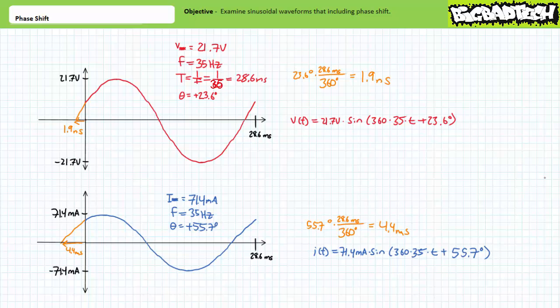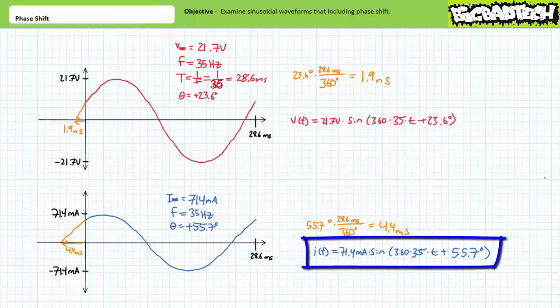over 35 or approximately 28.6 milliseconds, and a phase shift of plus 23.6 degrees, meaning it's shifted 23.6 degrees forward. 23.6 degrees inside a 28.6 millisecond period corresponds to a leftward time shift of roughly 1.9 milliseconds as the operation chain illustrates. V of t zero crossing going positive occurs 23.6 degrees to the left or 1.9 milliseconds in advance.